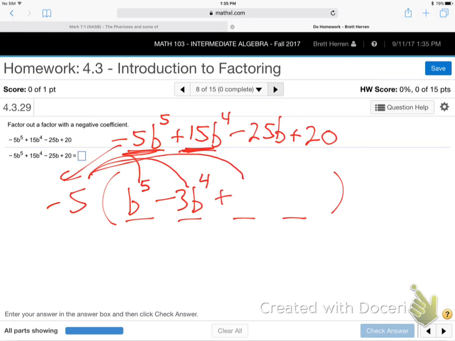See how all the signs are changing inside? They're all switching. Negative 5 times positive 5b will be negative 25b. And negative 5 times negative 4 will go back to positive 20. All the signs inside switched.